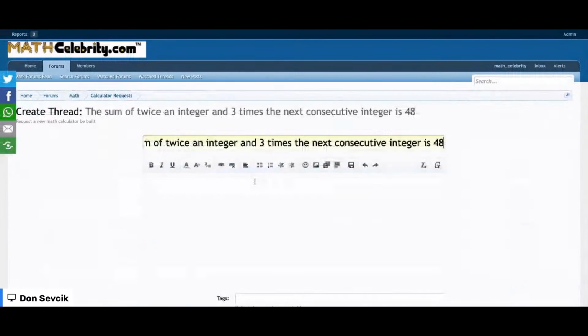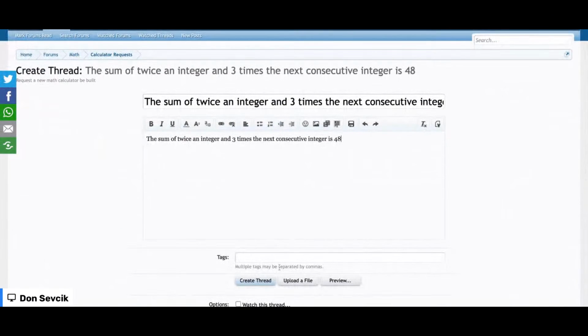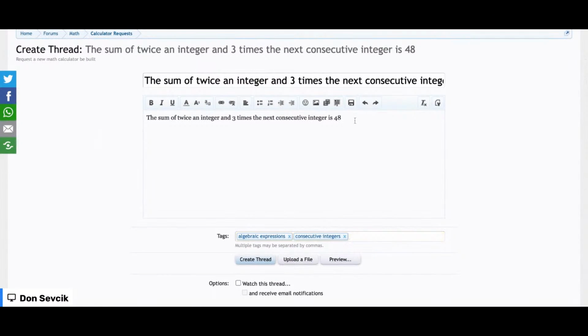This one is a, start labeling this because that's what we got. Consecutive integers. The sum of twice an integer and 3 times the next consecutive integer is 48. Let the first integer be n. The next consecutive integer. Actually, we don't have to let. This means the next consecutive integer is n plus 1.